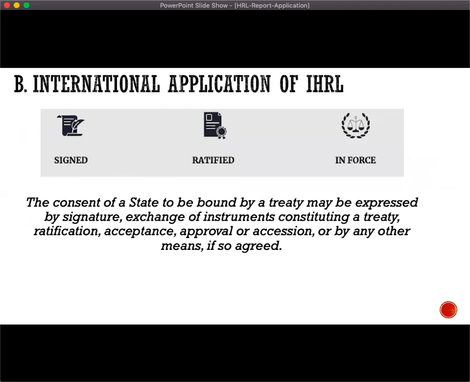Okay, so as mentioned again, the consent of the state to be bound by a treaty may be expressed by signature, exchange of instrument constituting a treaty, ratification, acceptance, approval, or accession, or by any other means, if so agreed.